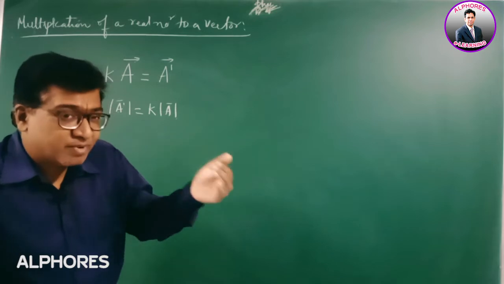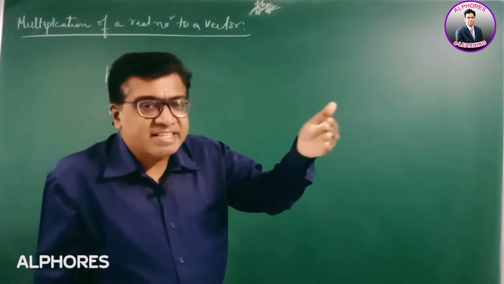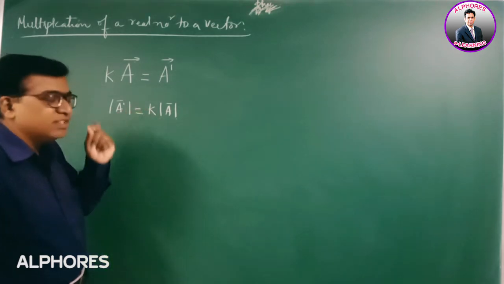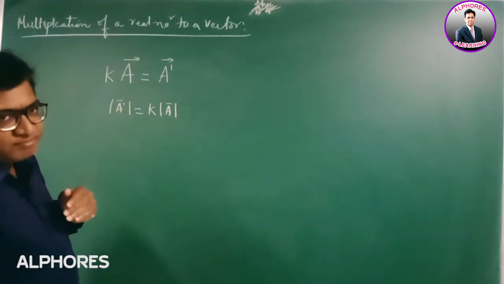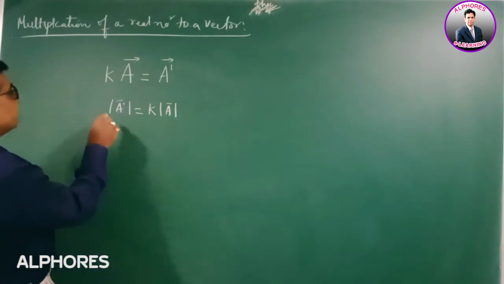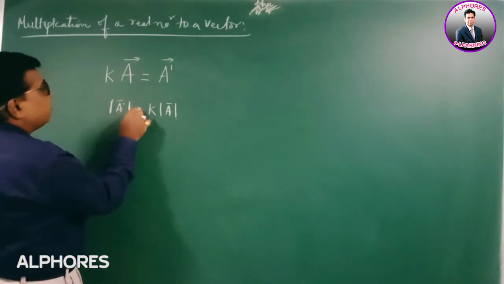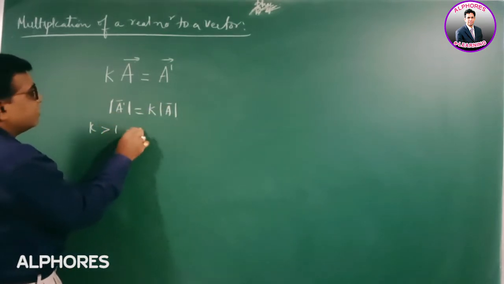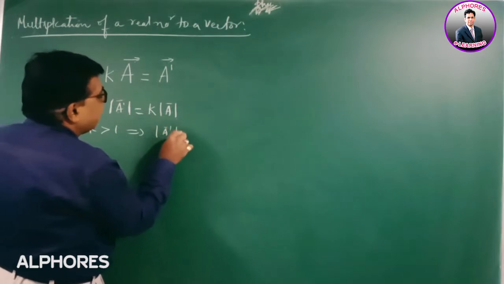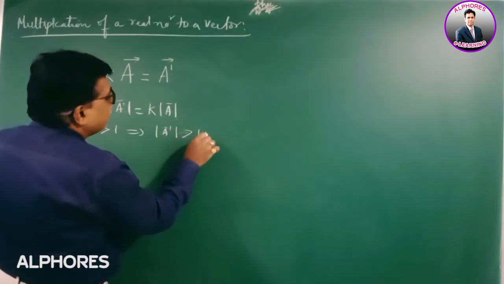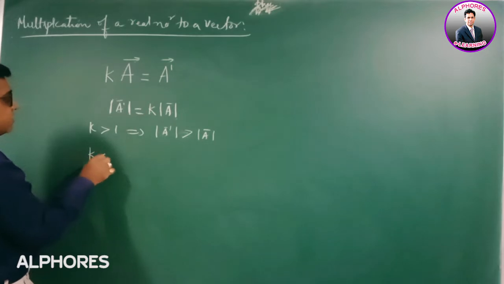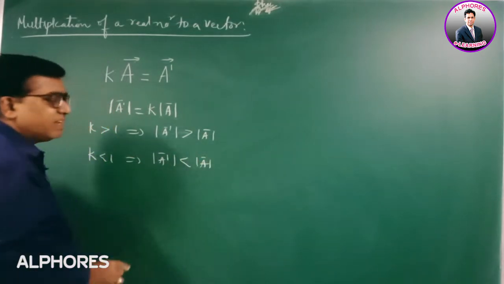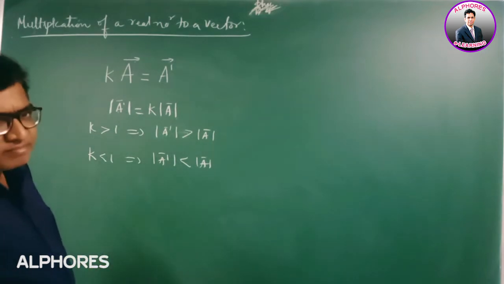Suppose if k is greater than 1, magnitude increases. If k is less than 1, magnitude decreases. So according to the value of k, the magnitude will differ. That is, mod a dash bar, the magnitude, will be k times the magnitude of a bar. If k is greater than 1, then the magnitude of a dash bar will be greater than mod a. If k is less than 1, then the magnitude of a dash bar will be less than mod a. Well, if k is 1, same, no difference.